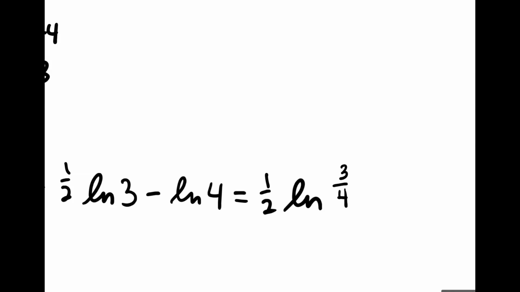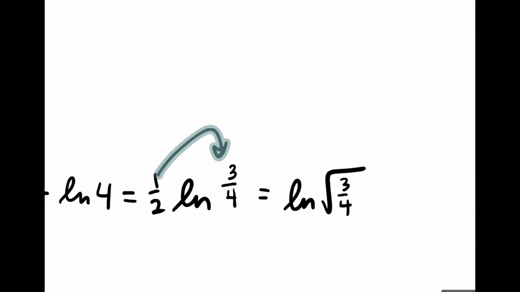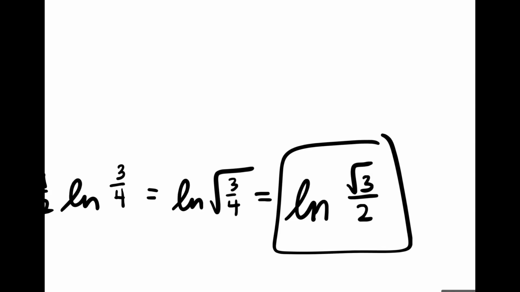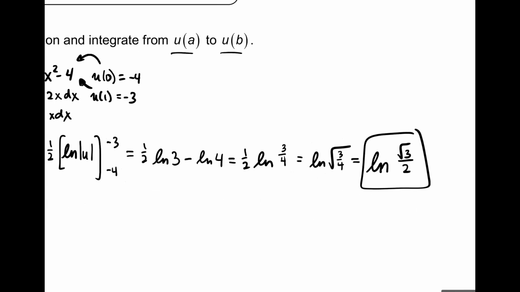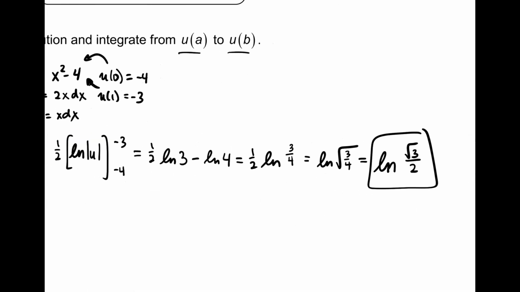But wait, there's more. Using the power property of logarithms, this is the same thing as ln of the square root of 3/4, because it's the 1/2 power. We're not done. Once again, this is ln of square root 3 over 2, because the square root of 4 is 2. And then we are done. And see, there's no c, because this is a definite integral. We have bounds, so there's no plus c at the end.